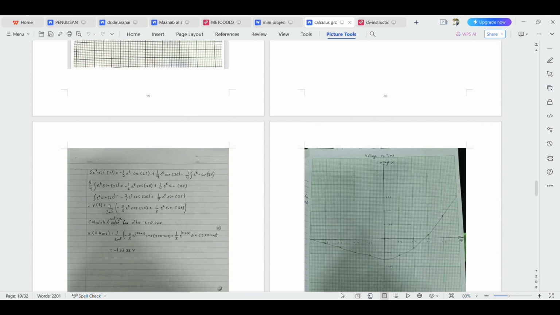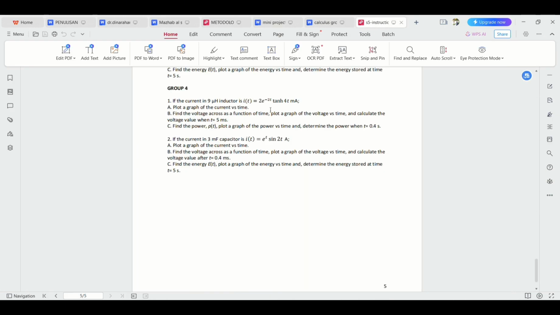So let's move on to the last question, which is question C. Find the energy E, plot a graph of energy versus time, and determine the energy stored at time t equal to 5 seconds. To calculate the energy is very simple. Here is how we calculate the energy.